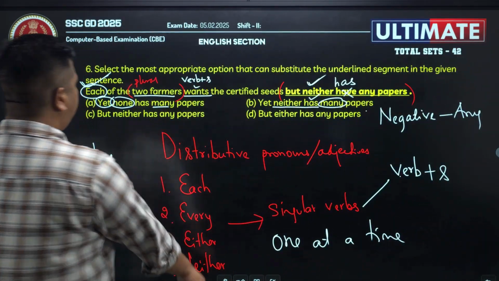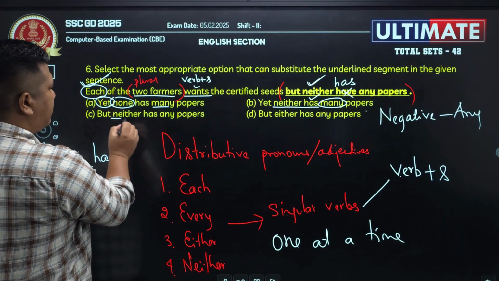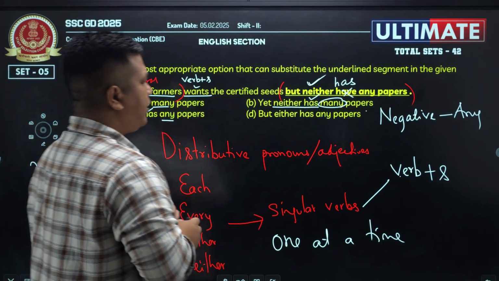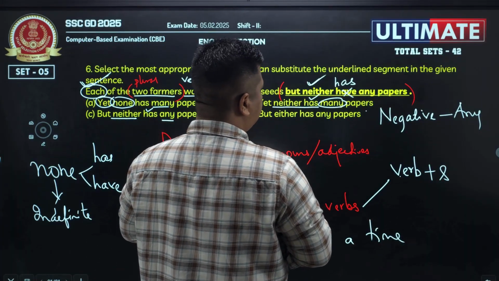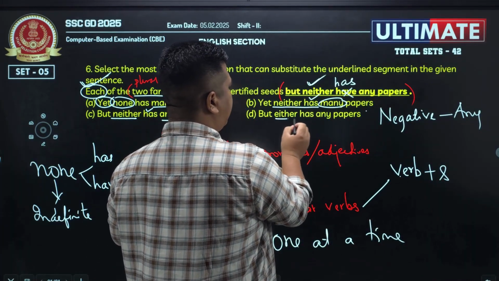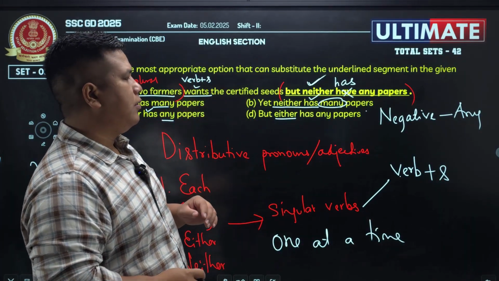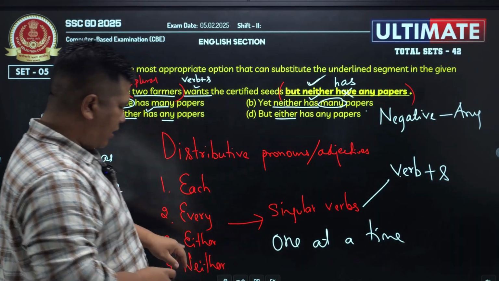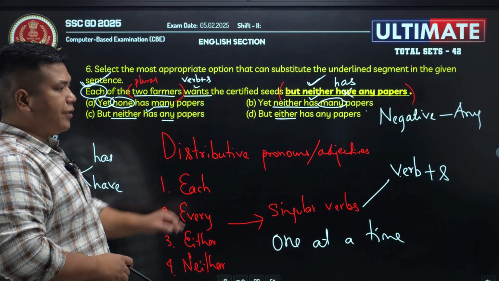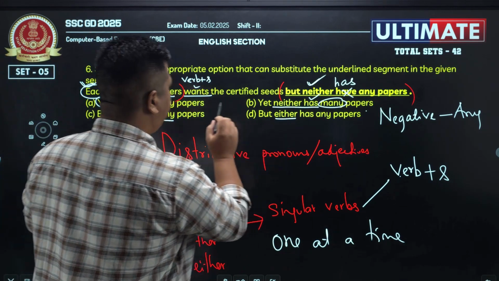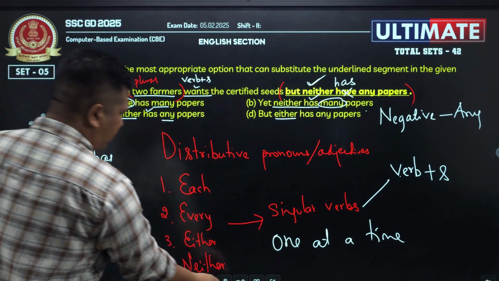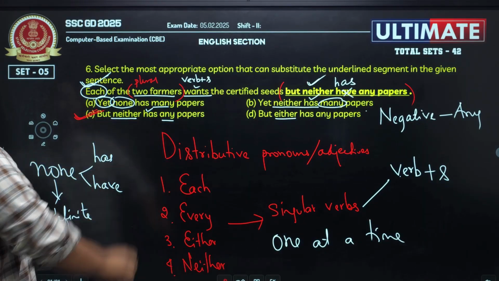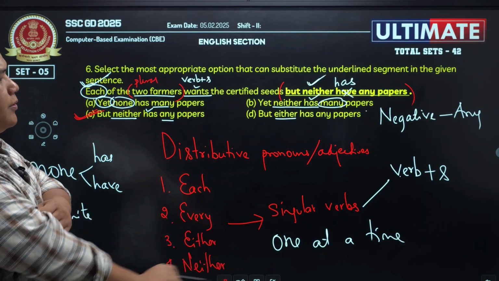Option C, neither has any papers. Neither is singular, so has is correct, as well as any. Option D, either has any papers. Either is positive, neither is negative. So in this case, in this question, our answer will be option C. Neither has any papers.